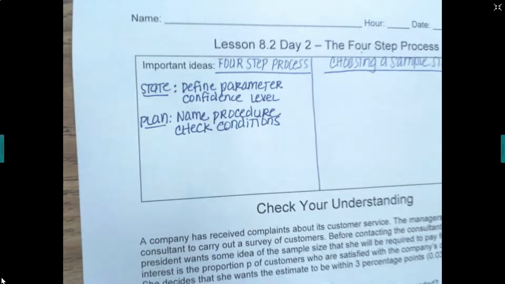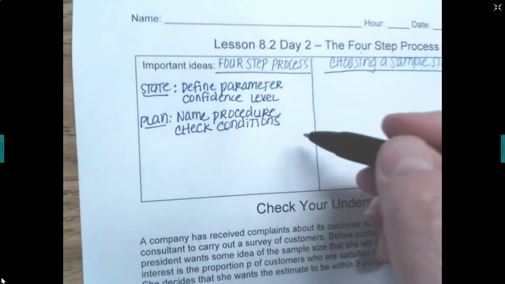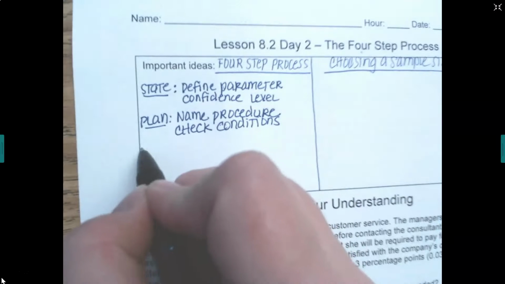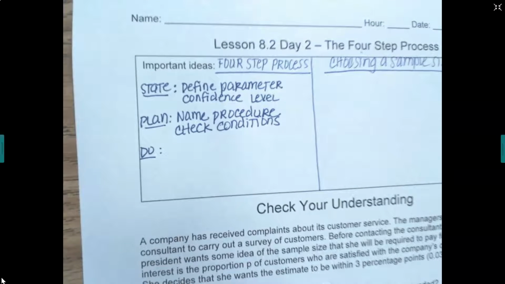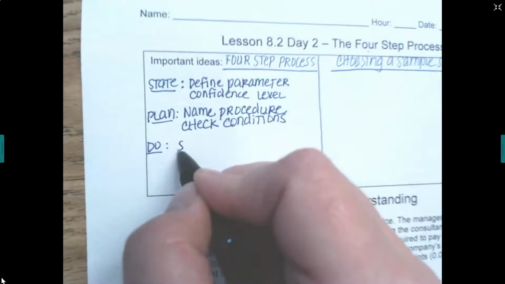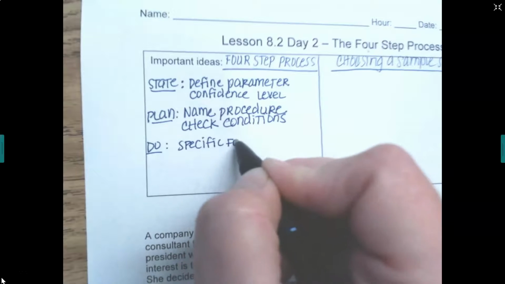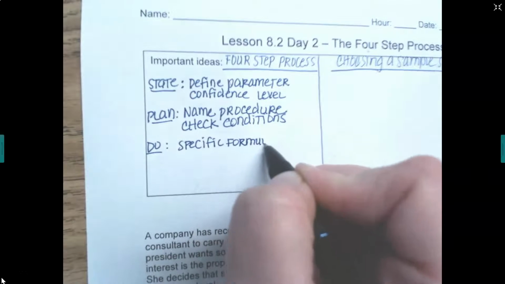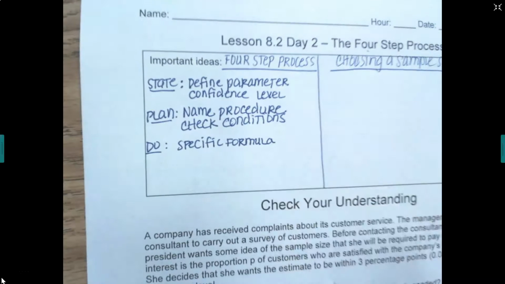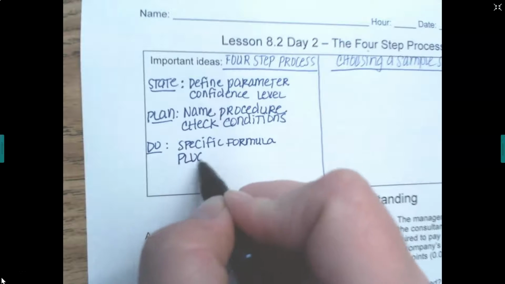Okay? So that's your random, your 10%, and for proportions, large counts. Okay? Then we're going to have a do section. Now for this, I want you, for right now, to write the specific formula. And that is the actual formula. You don't need to tell me the words one, but I definitely want the specific formula. Okay? And then after you write it, then rewrite it by plugging in numbers.